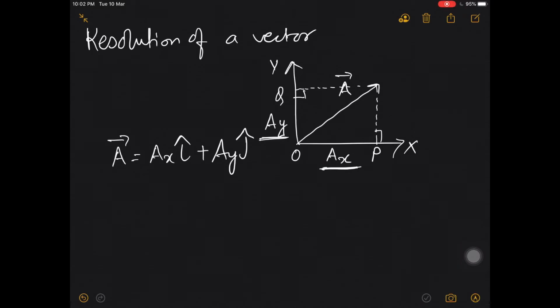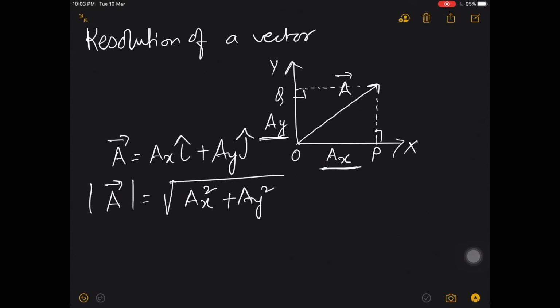Okay, I can even find out the magnitude of this vector A. How can I find out the magnitude? I'll simply do this: square root of AX square plus AY square. I can even find out this angle. So this angle is theta. How much is this angle theta?